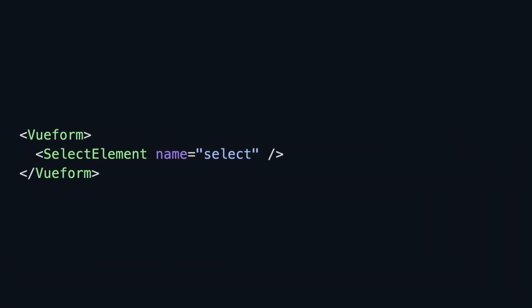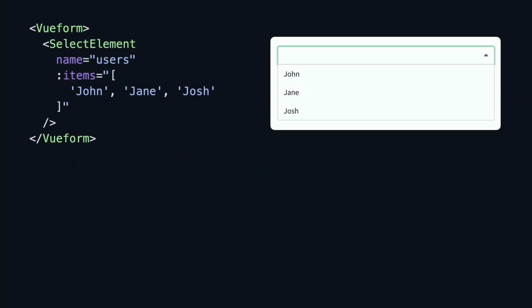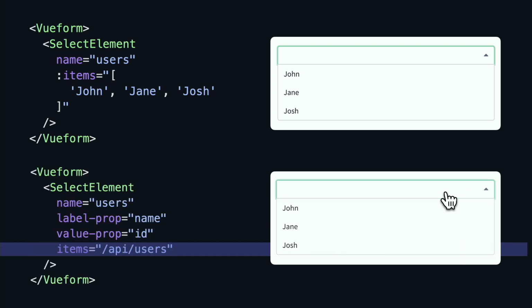The next example is about selects. And select is the most versatile component of Vueform, and it has some very cool features that can make your life much easier. So let's see what those are. This is one way you can define options for your select. So this is a list of users. But usually we don't store the users on the front end, right? What we likely want to do is load them from an API. So we can also pass an API endpoint for the items. So the options will be dynamically loaded from there.